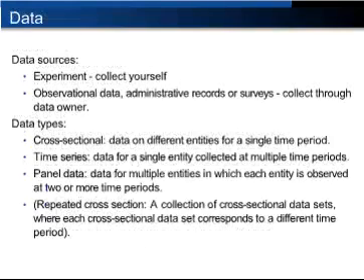Data. Data sources are experiments, where you collect the data yourself, and observational data, such as administrative records or surveys, collected through the data owner. Data types. Cross-sectional: data on different entities for a single time period. Time series: data for a single entity collected at multiple time periods. Panel data: data for multiple entities in which each entity is observed at two or more time periods. Repeated cross-section: a collection of cross-sectional datasets, where each dataset corresponds to a different time period.